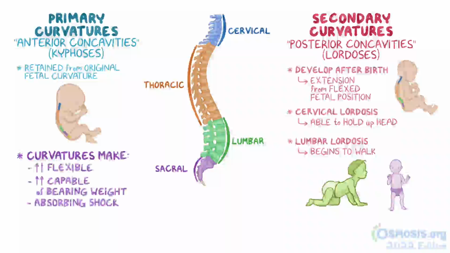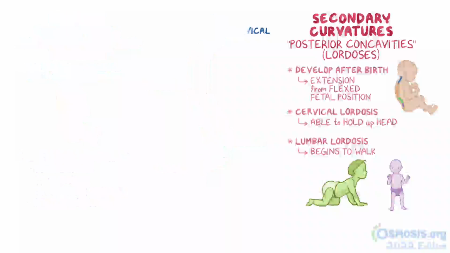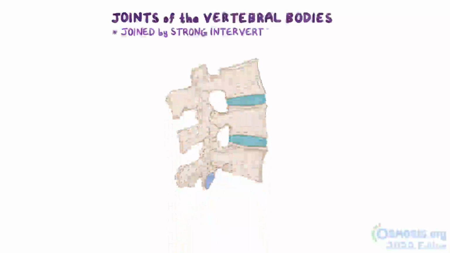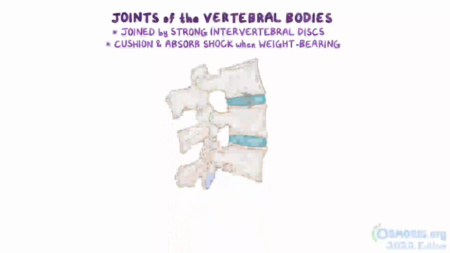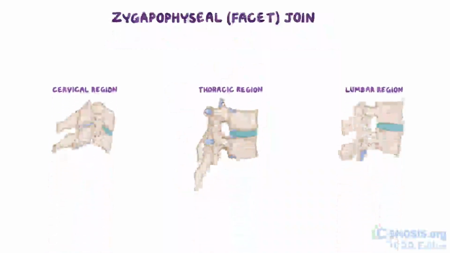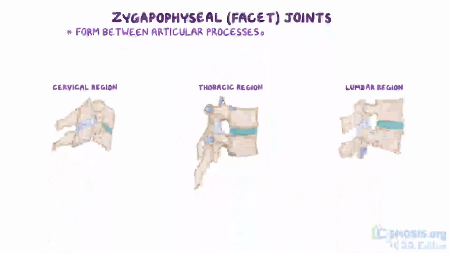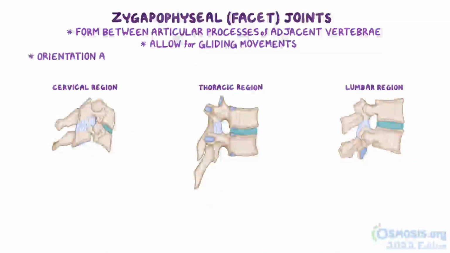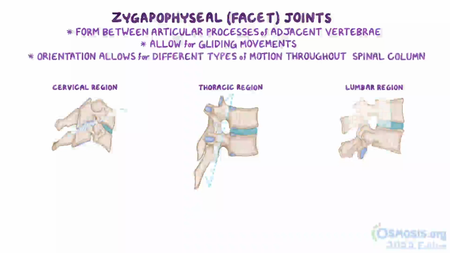Alright, as a quick recap, the joints of the vertebral bodies are joined by strong intervertebral discs that help to cushion and absorb shock when weight-bearing. The zygapophyseal, or facet joints, form between articular processes of adjacent vertebrae, and they allow for gliding movements. Collectively, facet joints and their orientation allow for the different types of motion throughout the spinal column.